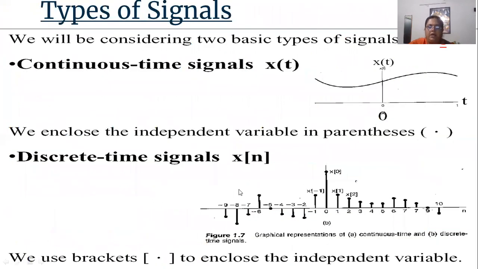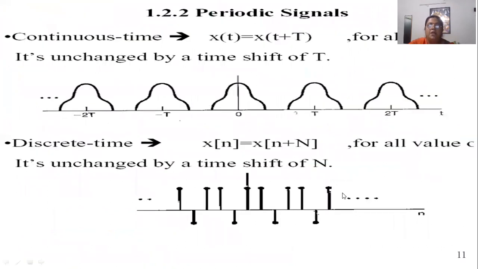Now, I have drawn the types of signals. So continuous we have drawn, and we have taken the square brackets. Now we come to periodic signals. A continuous periodic signal is one where, if we shift the time, the value of the signal does not change. So it follows this property: x(t) equals x(t + T), where T is the period or the shift of the time.